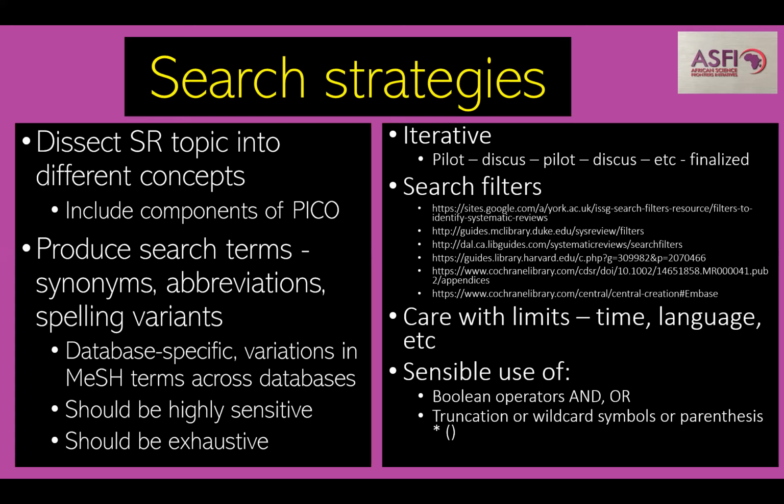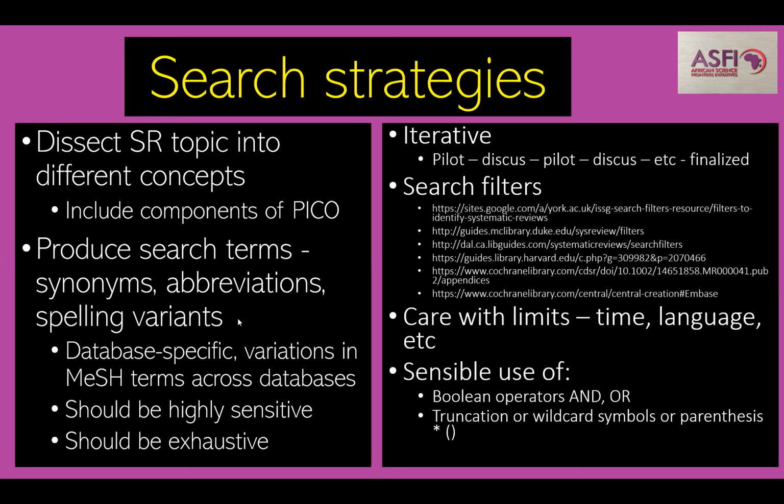So the first thing you do is take the topic you have developed using a framework like PICO and dissect that topic into different concepts. In that, you include the components of the PICO: who is your population, what is the intervention or exposure, what is the comparison if it has one, and what are the outcomes. So you dissect the topic into different concepts. The goal of dissecting is that you are now going into research, collecting information for each of those concepts and developing a robust search strategy you can put into the databases.